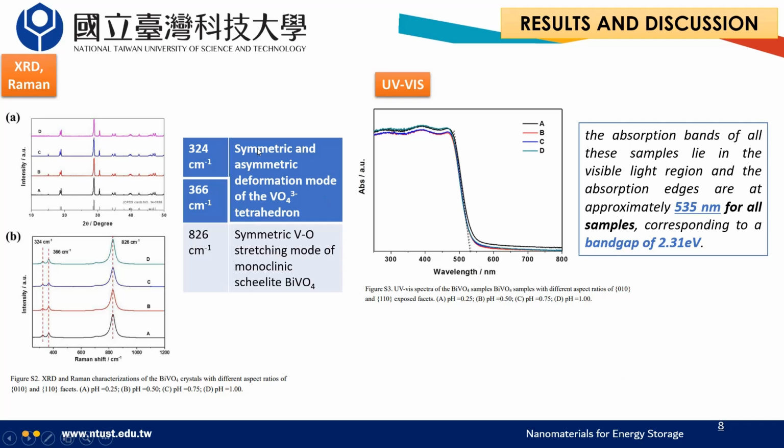Next is XRD, Raman, and UV-vis DRS. From all the results, we can see that bismuth vanadate photocatalysts at all pH conditions exhibit monoclinic phase, with a similar band gap for all samples, which is 2.31 electron volts.